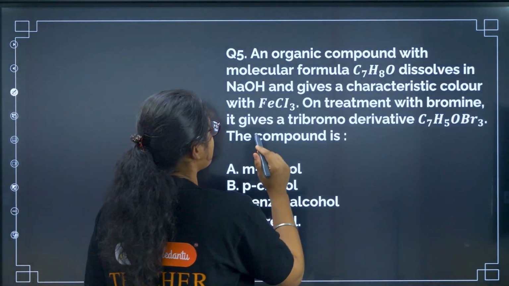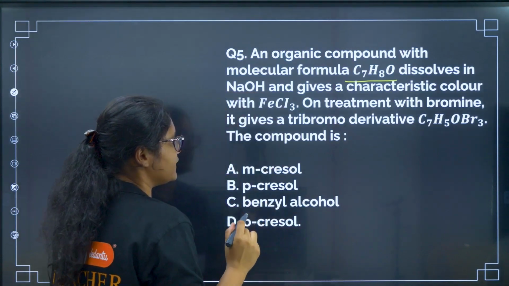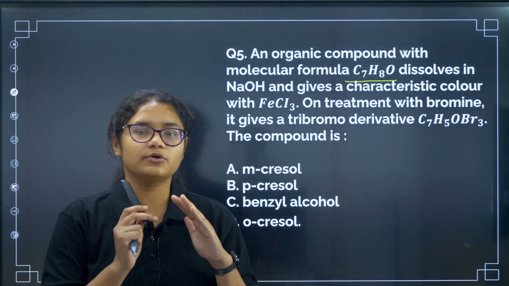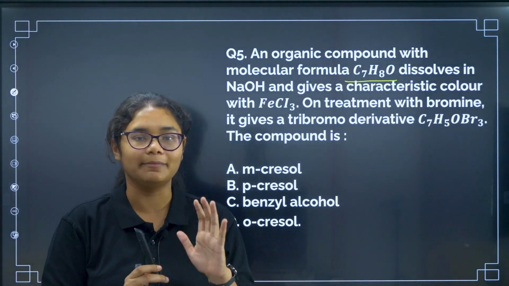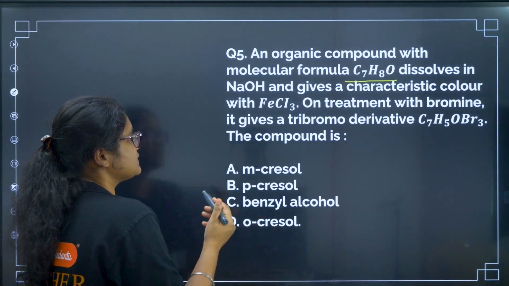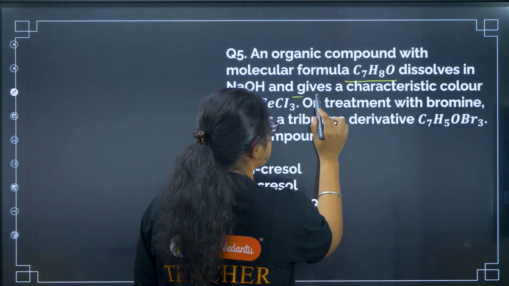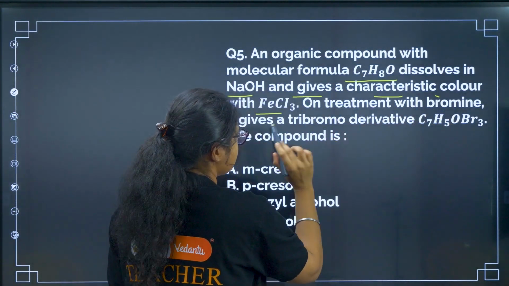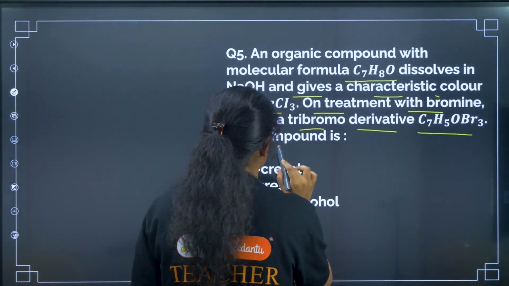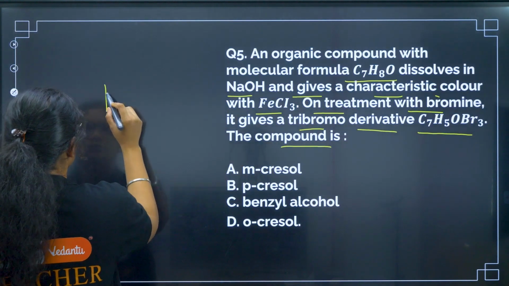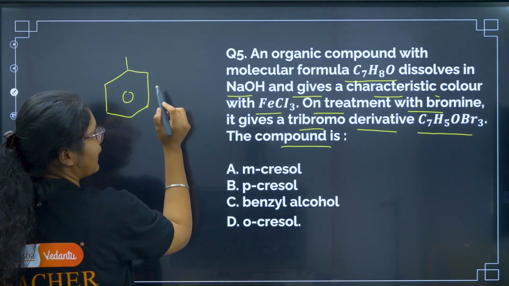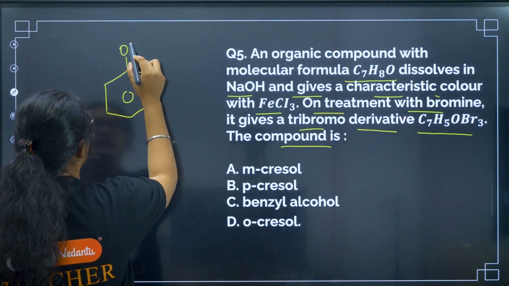Next, an organic compound with molecular formula C7H8O. So listen, whenever we have a number of carbons more than 6, there is more chance that this compound will be a benzene ring. Possibilities are higher, so just think in that way. So C7H8O dissolves in NaOH and gives a characteristic color with FeCl3. On treatment with bromine, it gives a tribromo derivative. So first of all, you see 6 carbons are there, and I can write like this.